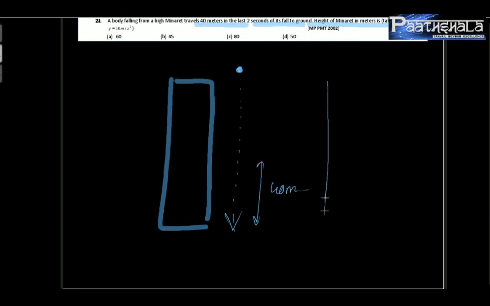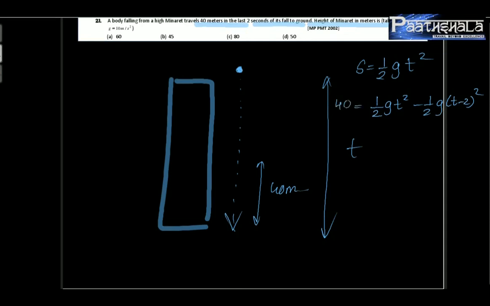Okay, let us say we have to assume that it fell for t seconds. So s is equal to half gt square, right? But in the last 2 seconds, how much can it travel? Half g t square minus half g t minus 2 the whole square, right? Because it got time to travel this much in the last 2 seconds. This much has been given to be 40. From this, actually we have to find out the value of t. Alright. So how to solve this now?